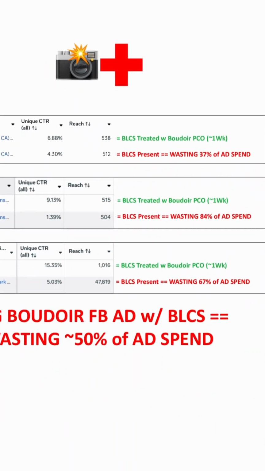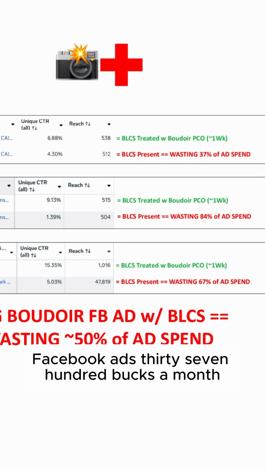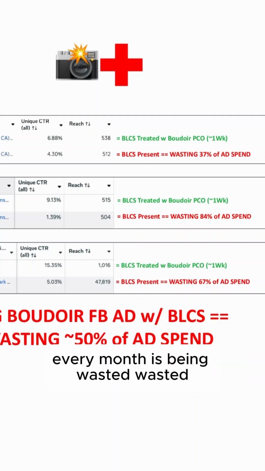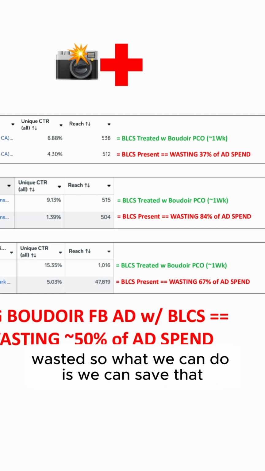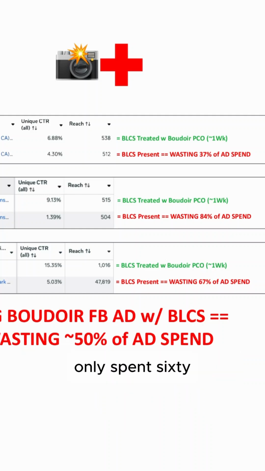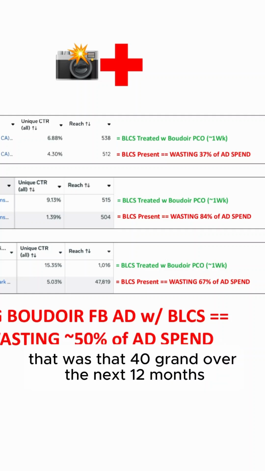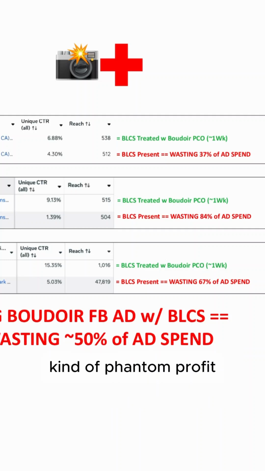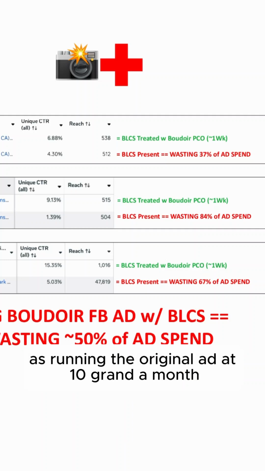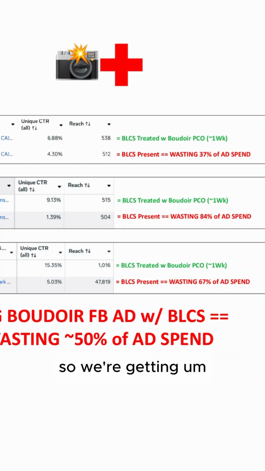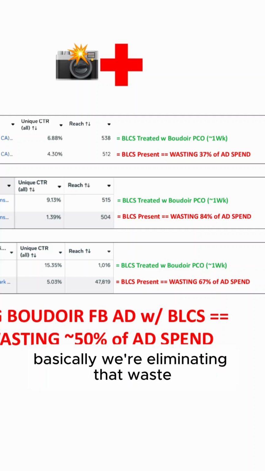So if they're spending 10 grand a month on Boudoir Facebook ads, 3,700 bucks a month, every month, is being wasted. So what we can do is eliminate that wasted ad spend and only spend 6,300 bucks a month on the new Boudoir Pico treated ads. So pocket that, what's that, 40 grand over the next 12 months, kind of phantom profit back in the business owner's pockets. And that will get our ad into the same number of women's brains as running the original ad at 10 grand a month. So basically we're eliminating that wasted ad spend and putting it back in our pocket.